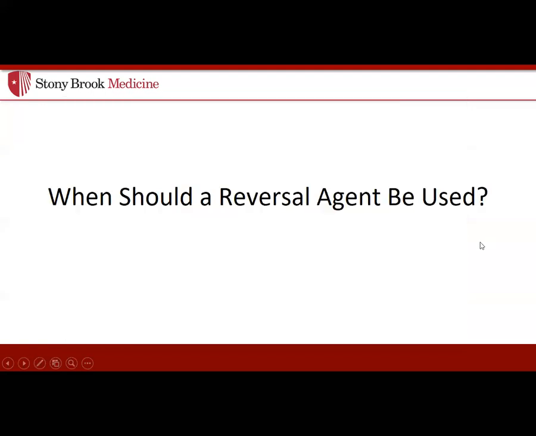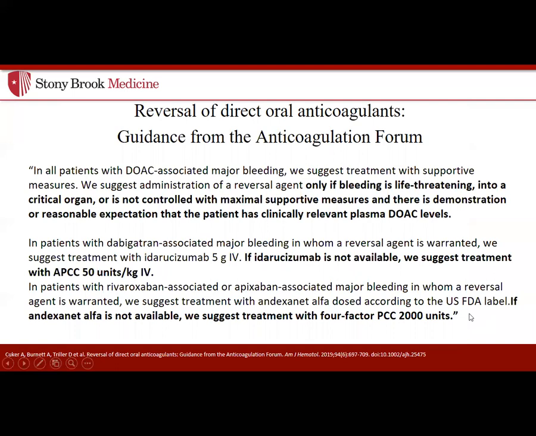But now, when it comes down to an emergency or an acute bleed, when should a reversal agent actually be used? The guidance from the Anticoagulation Forum states that in all patients who are receiving DOACs, the first-line treatment is supportive measures before we go right to a reversal agent. The reversal agent is only indicated if the bleeding is life-threatening into a critical organ and the supportive measures have failed. This makes sense if we think back to the warfarin chart I had before. Just because their INR was elevated, it didn't mean they were going to get the reversal agent. So that's something to keep in mind.